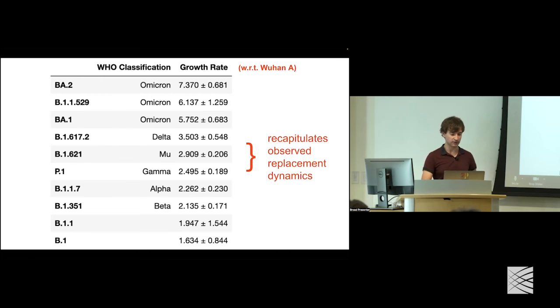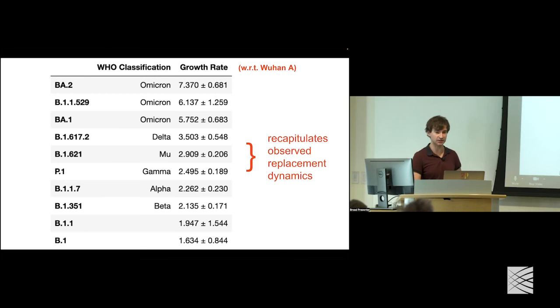And so what I've done here is I pulled out a few well-known SARS-CoV-2 lineages. In the rightmost column, we have the estimated growth rate, or the estimated relative reproduction number, relative to the original Wuhan A variant. These are ranked from top to bottom from highest fitness to lowest fitness. And you can see here that this ranking recapitulates the observed replacement dynamics, right?